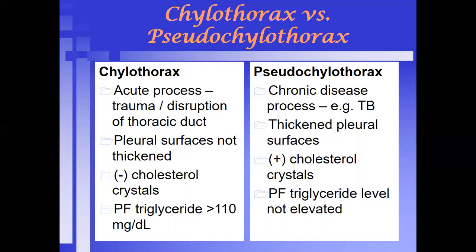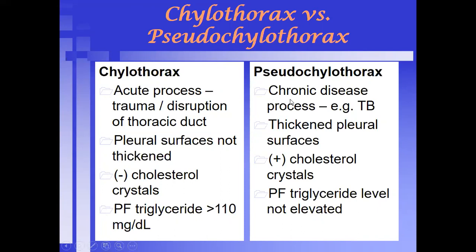If it was cut, for example, during your bypass surgery, then you can have leakage of your chyle into the pleural space. So this is an acute process since this is just trauma or disruption, and therefore your pleural surfaces will not be thickened. You also will not find any cholesterol crystals. What you will find is your triglycerides. So the content of your chyle is mostly triglycerides, so you expect that the triglyceride level of your chylothorax will be elevated. In contrast, your pseudochylothorax is actually a chronic disease process.